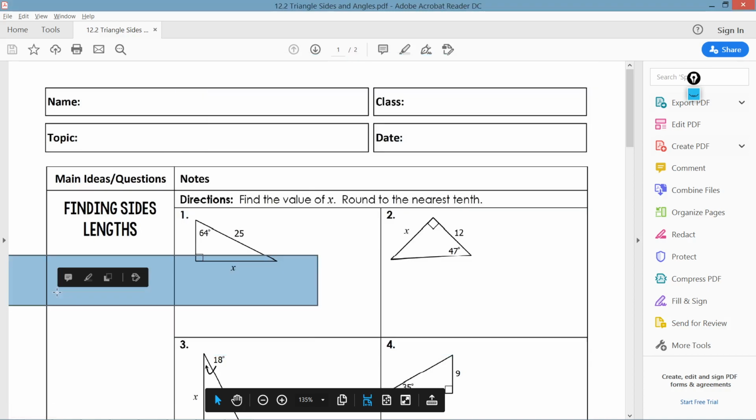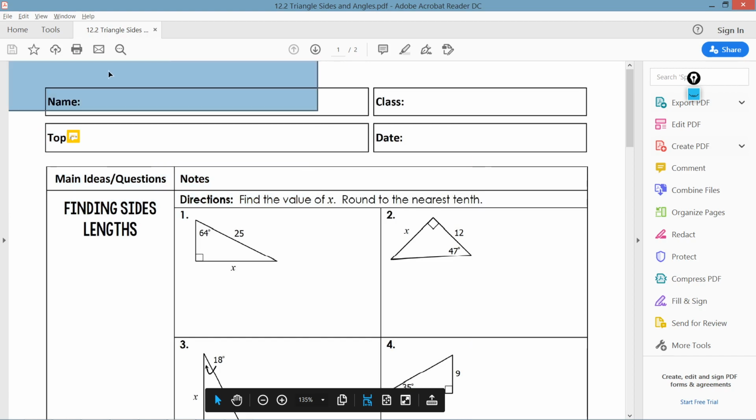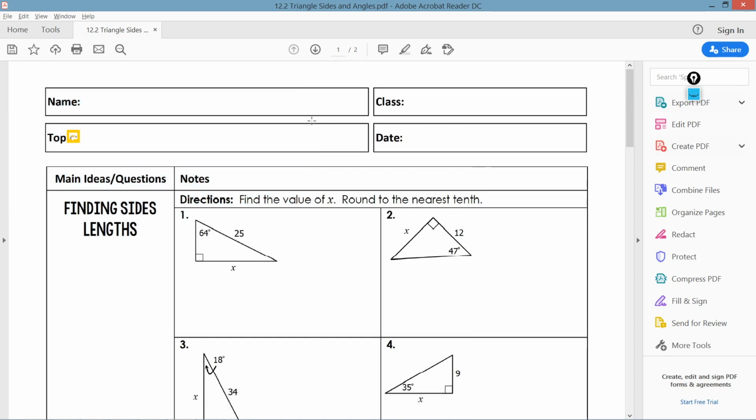All right, guys. Today we're going to go over 12.2 triangle sides and angles.